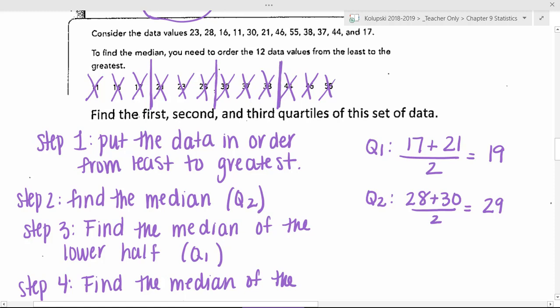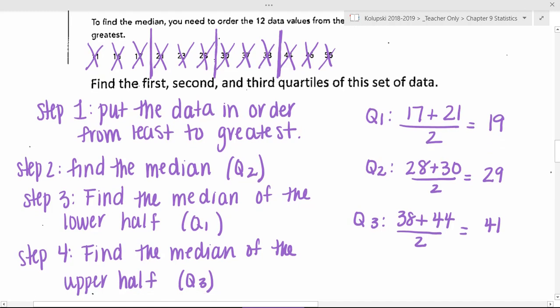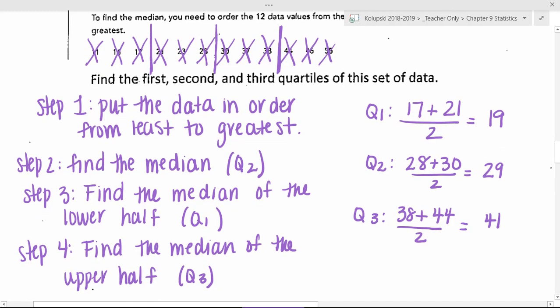So now in each quartile, in each quarter, there are only 3 pieces of data. So again, I'm between, so I have to take the average of those 2 numbers to figure out what comes between it. And I would have 41. So those are your 4 steps. Put the data in order, and then you find the median value 3 different times.